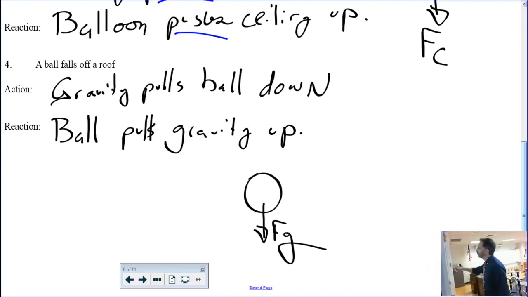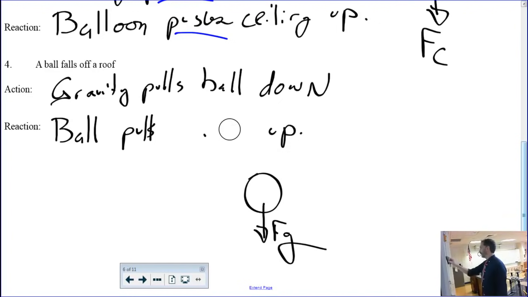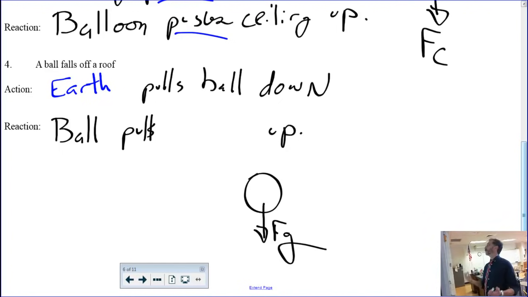The reason that doesn't make sense is because gravity is not an object. So we need to attribute that gravity to an object. If I take a ball or a duck, because I happen to have a duck here, and I drop it, it was pulled down by the gravity of the Earth. So it turns out that the action here is the Earth. Technically you could say the Earth's gravity pulls the ball down, but it's the Earth pulling the ball down. Let's write Earth's gravity. I like that better.